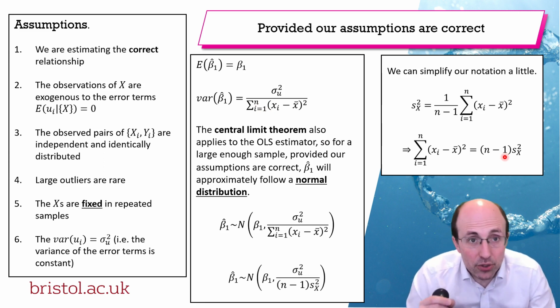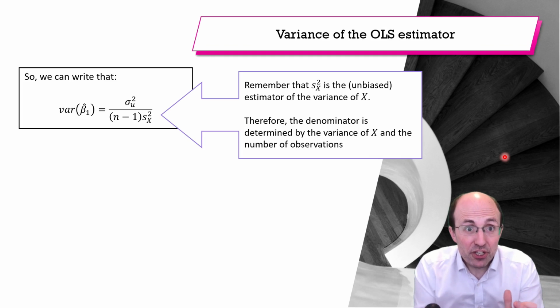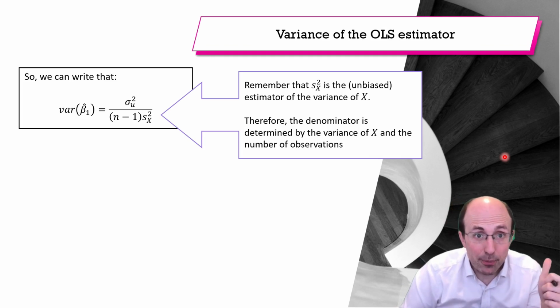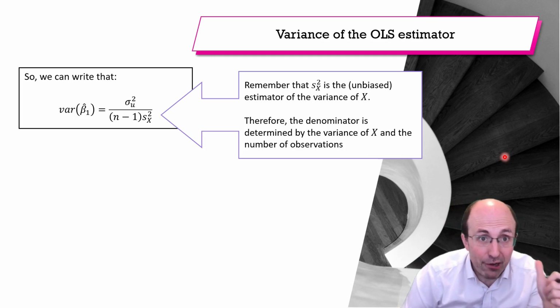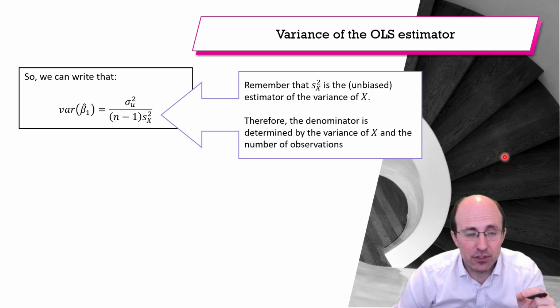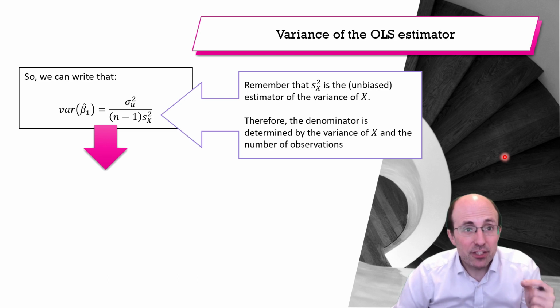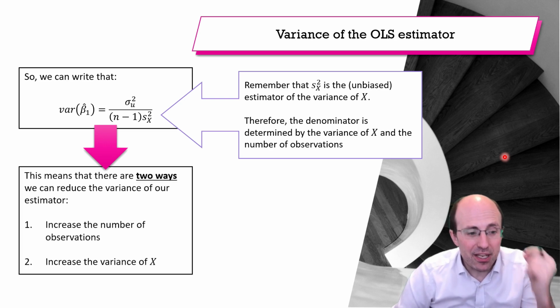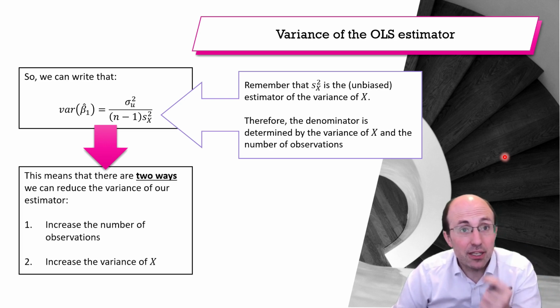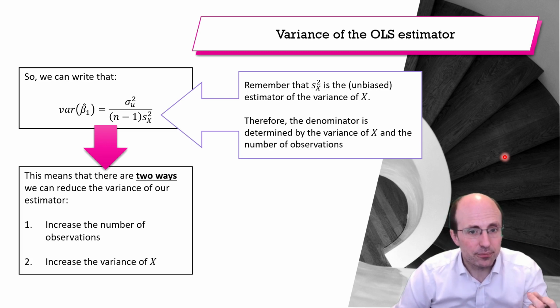Now, intuitively what this tells us is that one way of trying to make the estimates more efficient is to increase the sample size. If we increase the sample size, the variance will get smaller. But also, s squared is an unbiased estimator of the population variance of x. So another way of trying to make the estimates more efficient is to increase the variation in the explanatory variable, increase the variability of the x's.